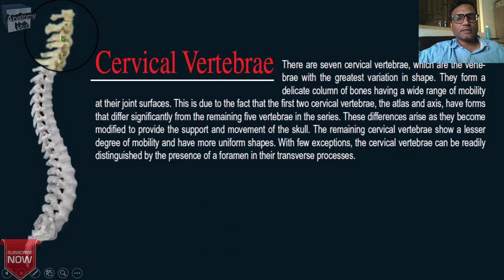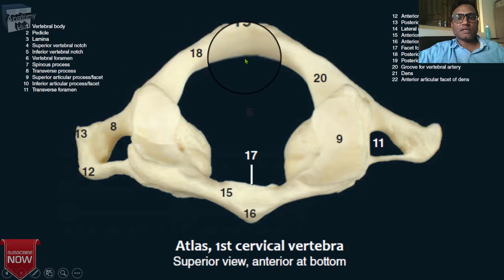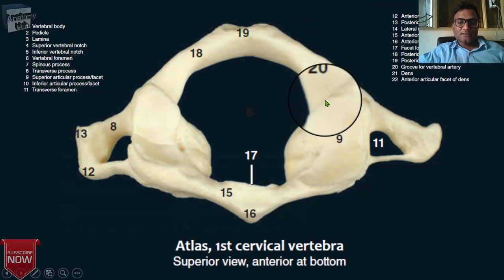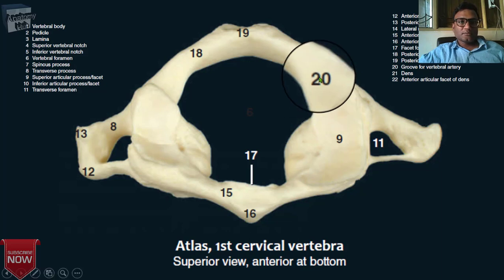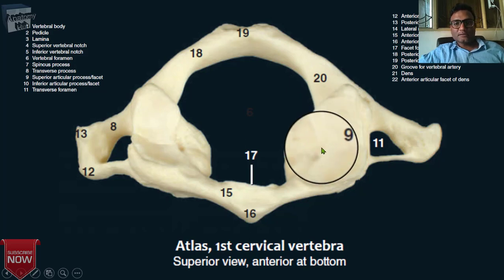The cervical vertebrae can be readily distinguished by the presence of a foramen in the transverse process, the foramen transversarium. This foramen transversarium is the unique feature of the cervical vertebrae. Here we will see the superior view of the atlas. The first cervical vertebra is the atlas. What you will find here is the absence of a vertebral body in the first cervical vertebra.